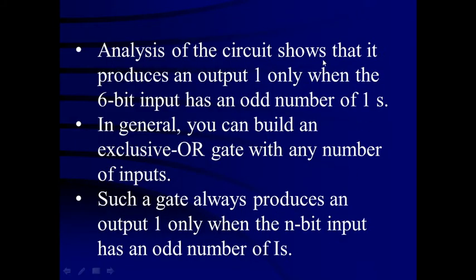Analysis of the circuit shows that it produces an output 1 only when the 6-bit input has odd number of ones. In general, you can build an exclusive OR gate with any number of inputs. Such a gate always produces an output 1 only when n-bit input has odd number of ones.